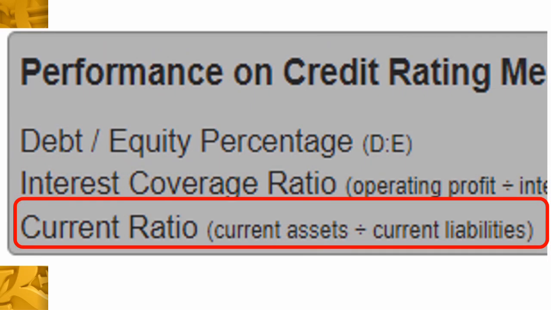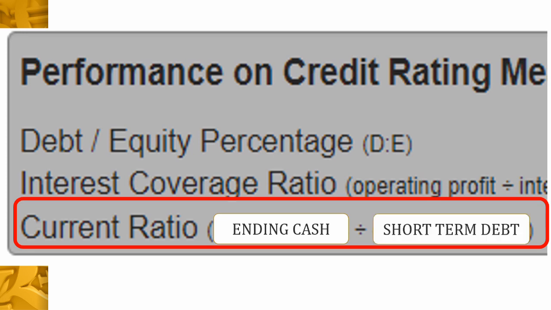The second important credit rating measure is current ratio. Current ratio is current assets, think mostly about ending cash here, divided by current liabilities. Think about short-term debt. This is another reason why we focus on credit rating and not cash. Cash is already taken care of if we focus on credit rating.